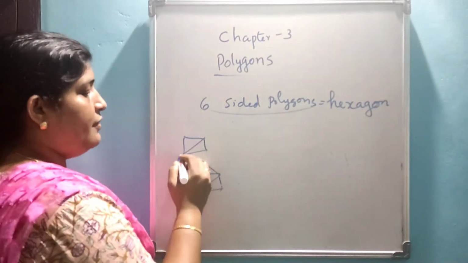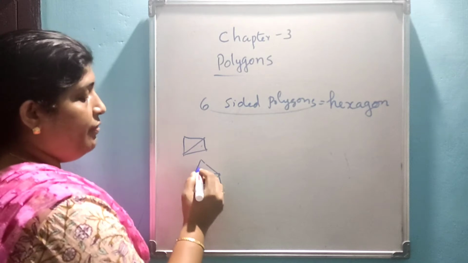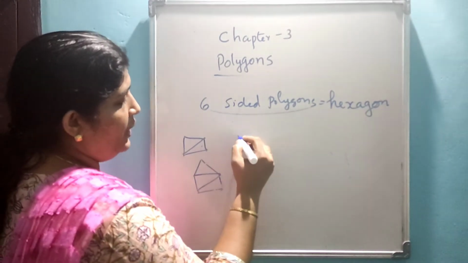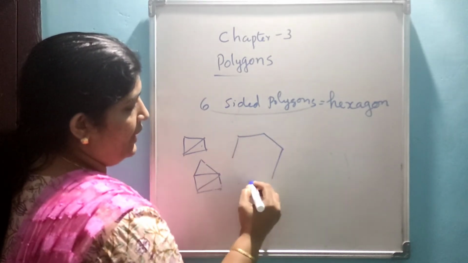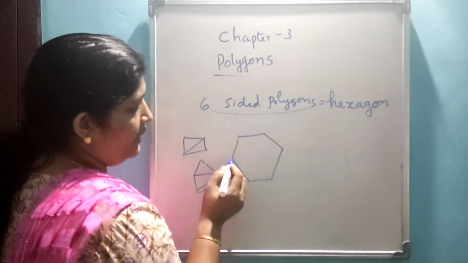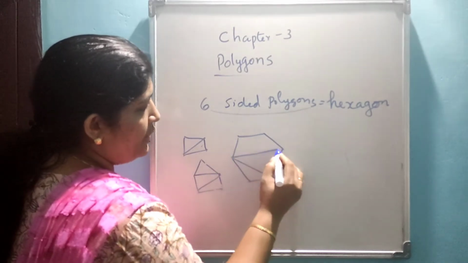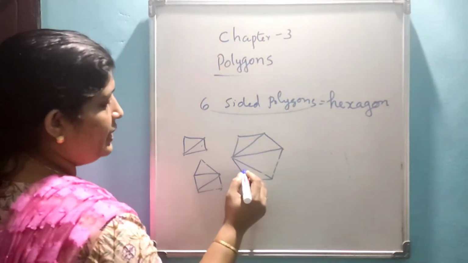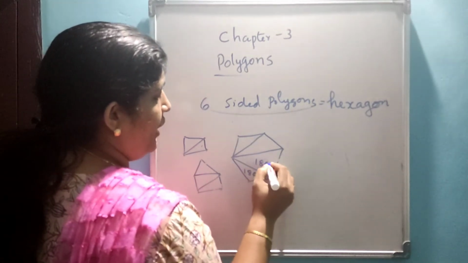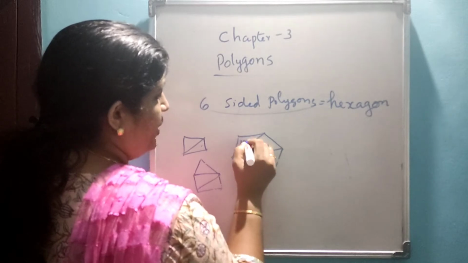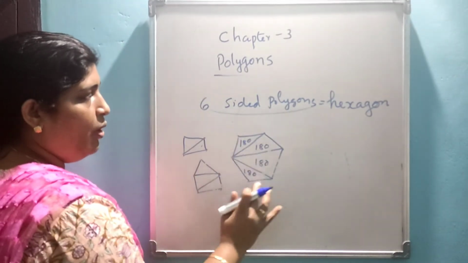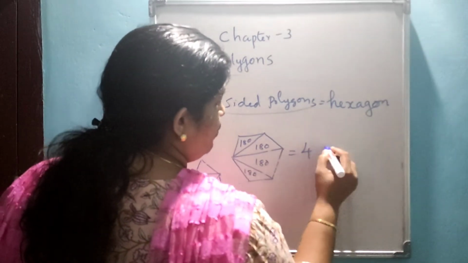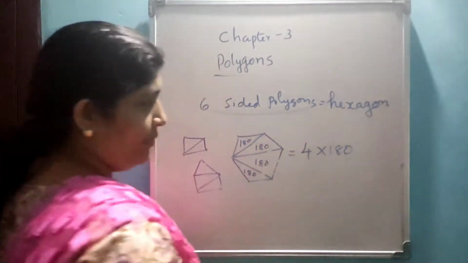A quadrilateral is divided into two triangles. A five-sided polygon is divided into three triangles. This one is a six-sided polygon, and we can divide it into four different triangles, and the sum of the angles of each triangle is 180 degrees. Then what will be the sum of angles of the six-sided polygon? It is equal to 4 into 180.